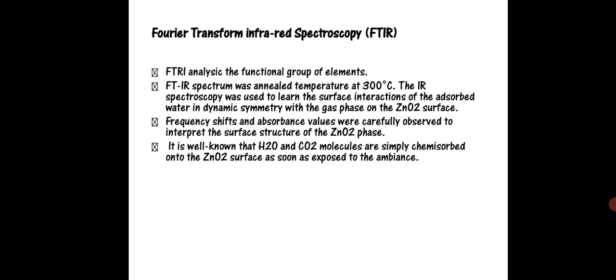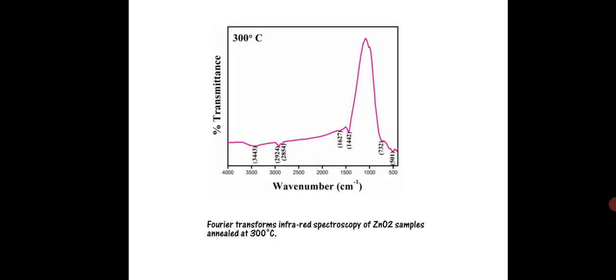This graph is plotted with wave number in centimeter minus 1 against the transmittance. The wave number is on the x-axis and the transmittance on the y-axis. The FTIR spectrum is presented in the range 500 to 4000. In this graph, my sample zinc oxide at 300 degrees C shows the peak with the highest value.